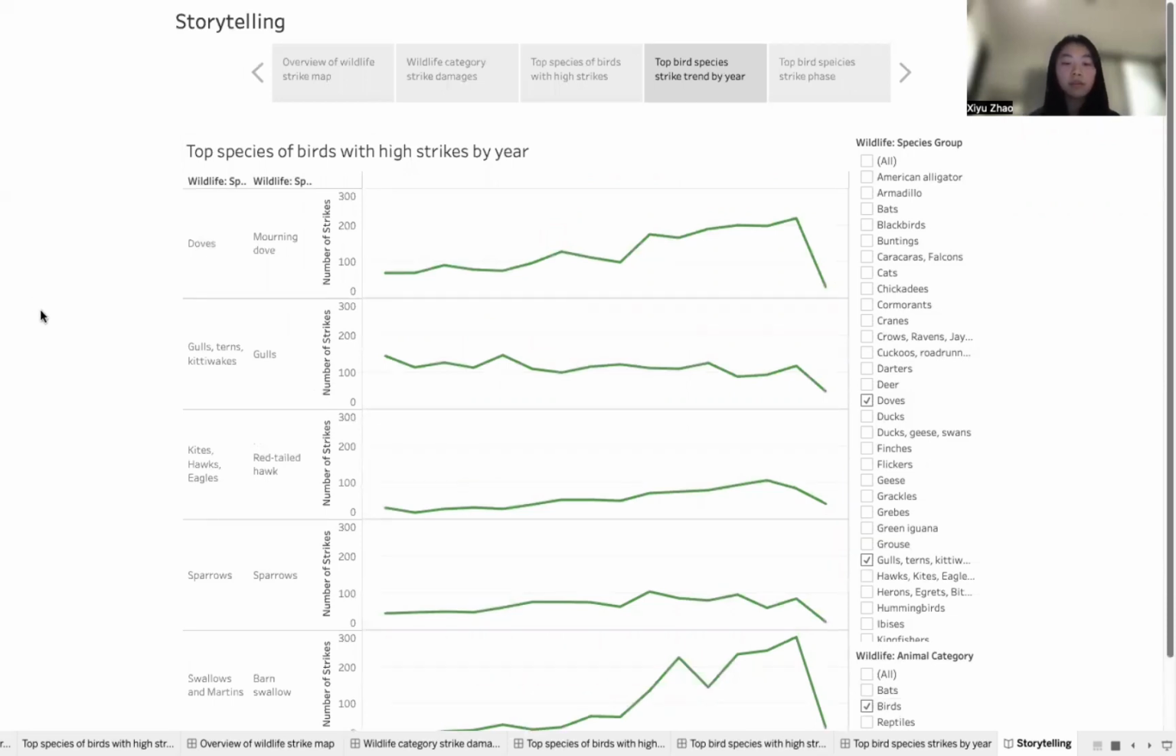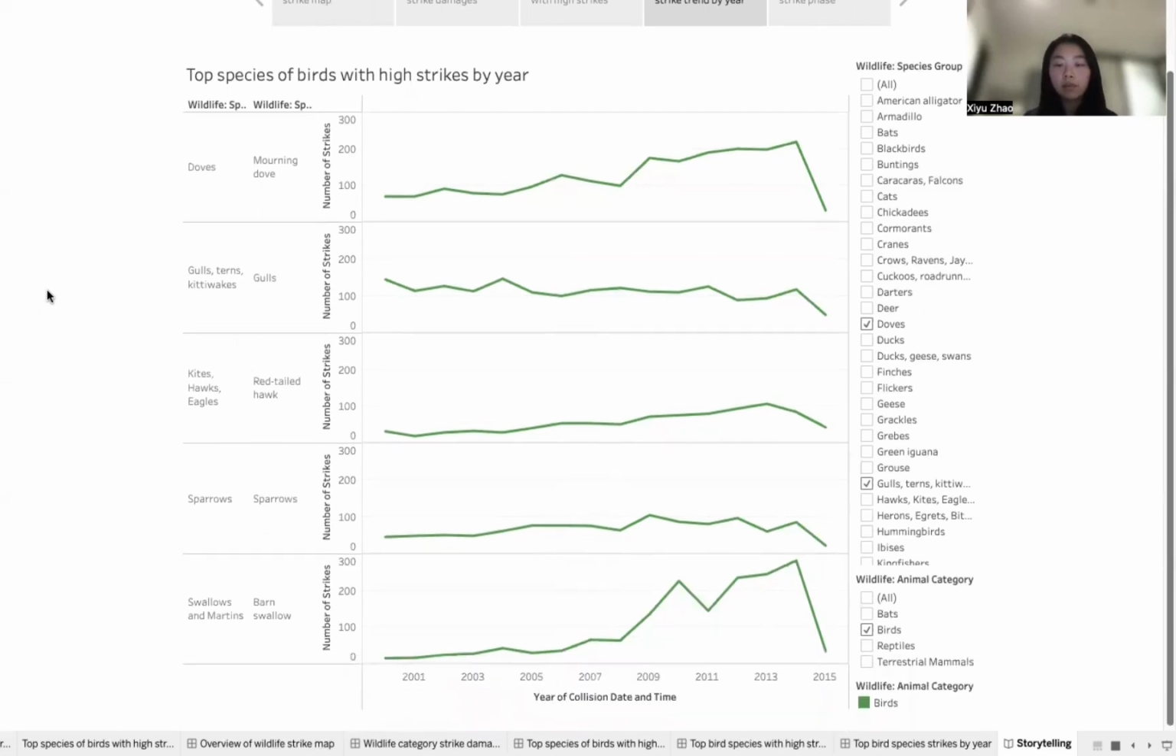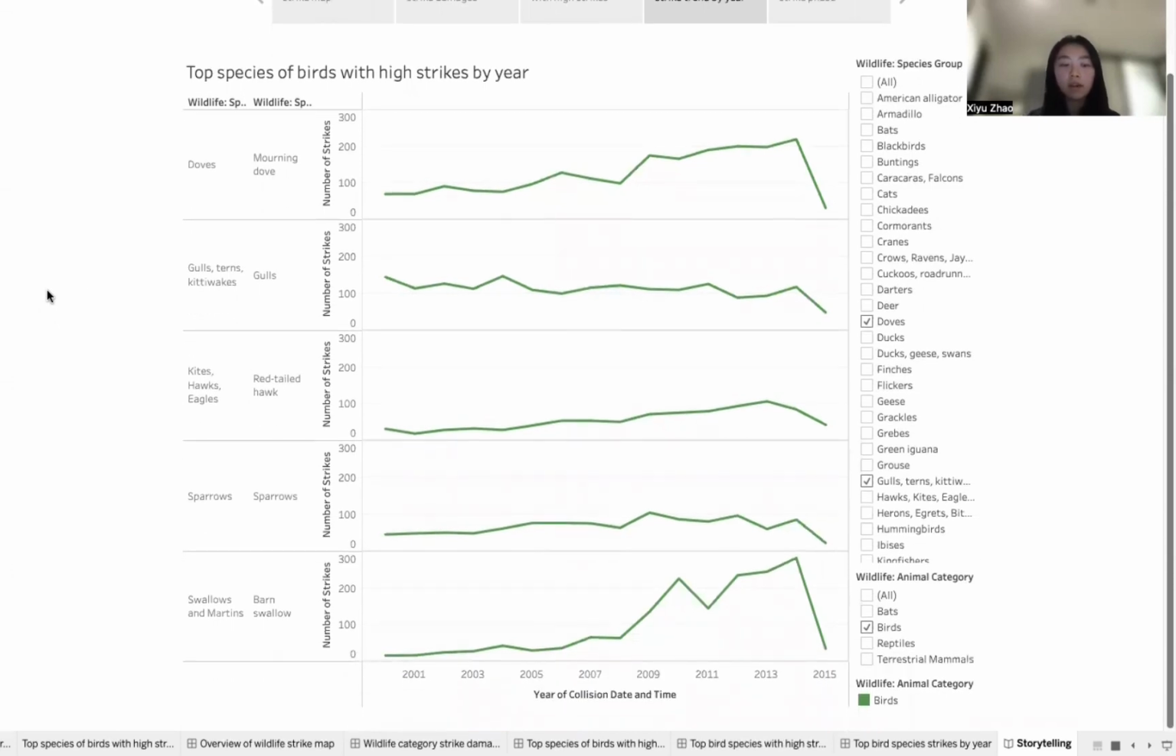Informed by the previous two dashboards, I then decided to explore the time series of the top five bird species from 2011 to 2020. From the time series, we can see that all five species experienced an upward trend, excluding the typical decrease in 2020.